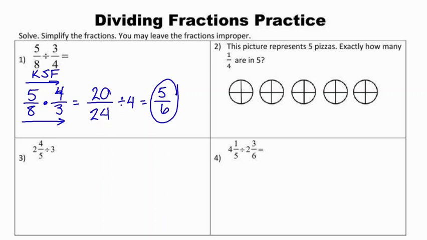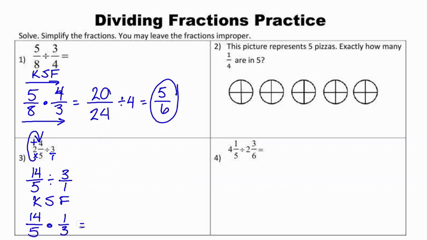So for number 3, remember you have to do that magic C first and whole numbers over 1. 5 times 2 is 10 plus 4 is 14 over 5. Keep a division for right now. Now I'm not allowed to divide fractions. Now I do keep, switch, flip. Don't do it all in one step. That's where our students mess up. 14 over 5 times 1 over 3. Multiply. 14 times 1 is 14. 5 times 3 is 15.